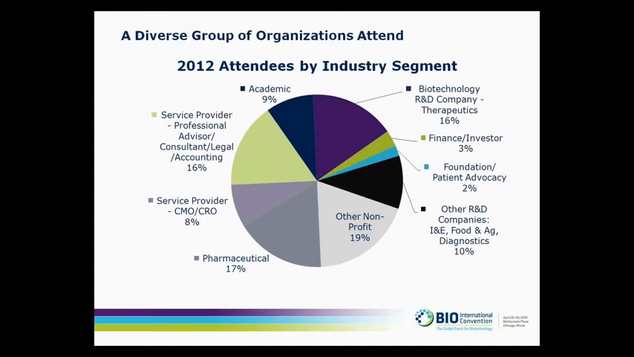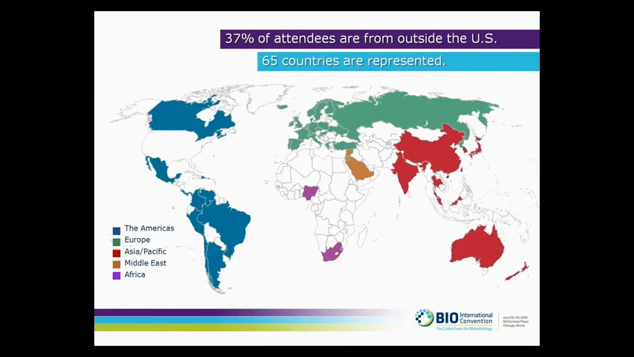A diverse group of organizations attend the BIO International Convention. The academic and research community is a growing segment within BIO. The convention in 2012 featured the first BIO academic zone on the exhibition hall floor. There are biotech companies, pharmaceutical companies, and a large group of service providers. This is the makeup of the people that are actually attending the BIO International Convention.